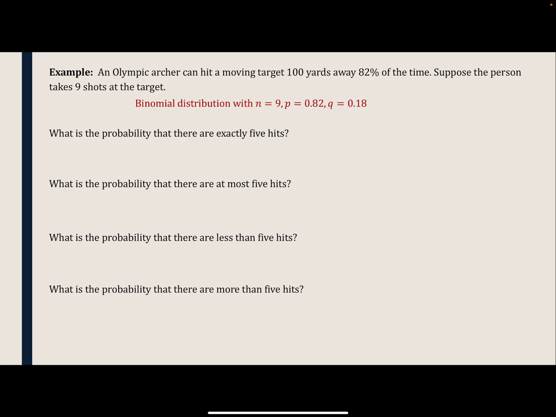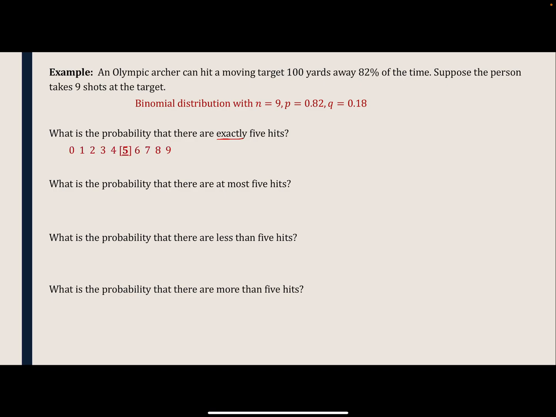So that means that we have our binomial distribution, and we can use those calculator commands to answer the following questions. What's the probability that there are exactly 5 hits? So because we're looking for an exact number of successes, we're going to use the binomial PDF command.